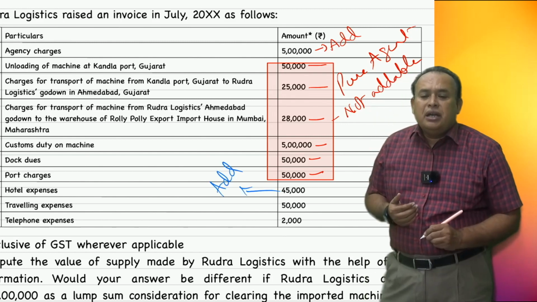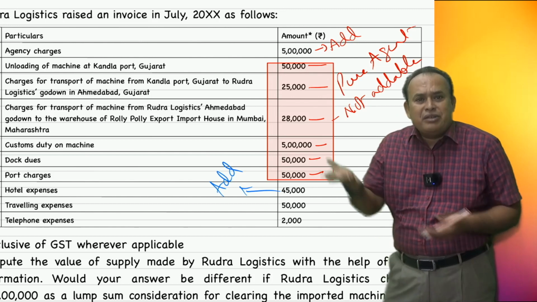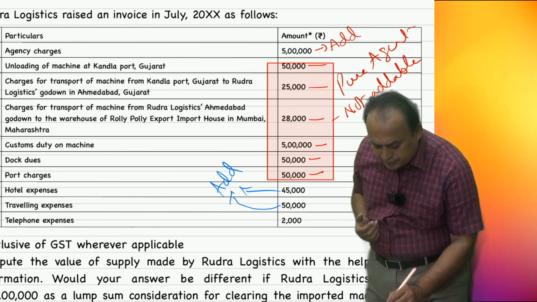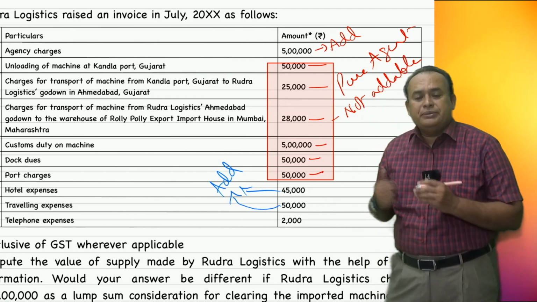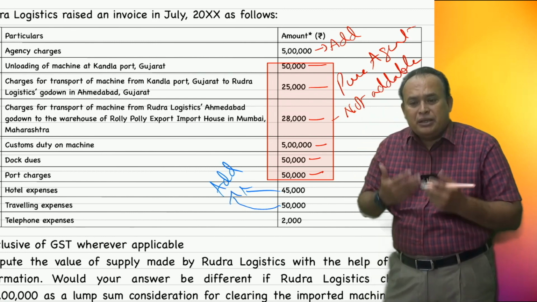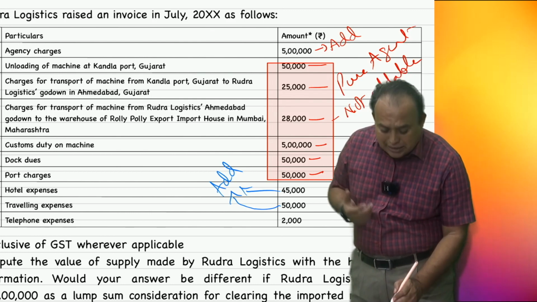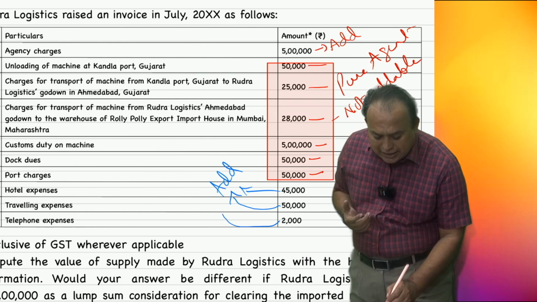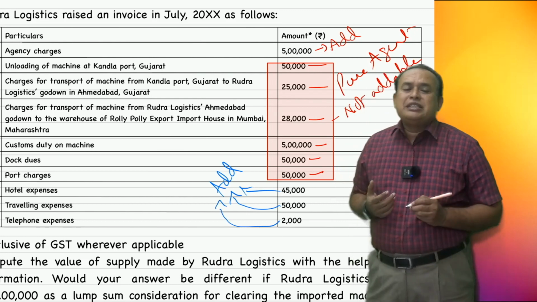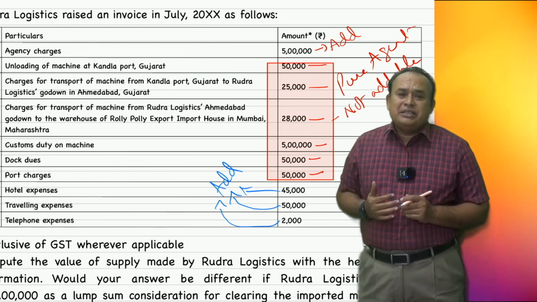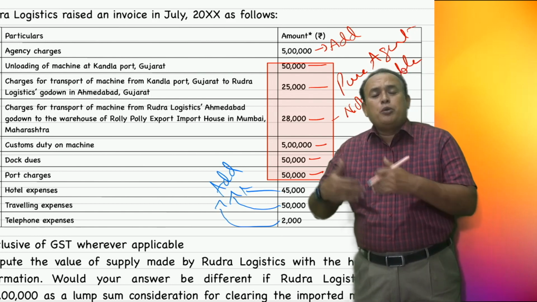Further, traveling expenditure. Unless I travel, I cannot provide services. Therefore, this also must be added in the value of taxable supply. This is my inward supply to provide outward supply. Telephone expenditure, my own expenditure. Therefore, the supplier should add this expenditure in the value of taxable supply. Though reimbursed, it is not a pure agent expenditure. It is my inward supply to provide my output services.